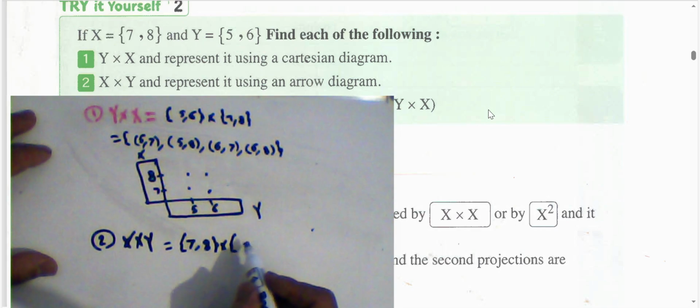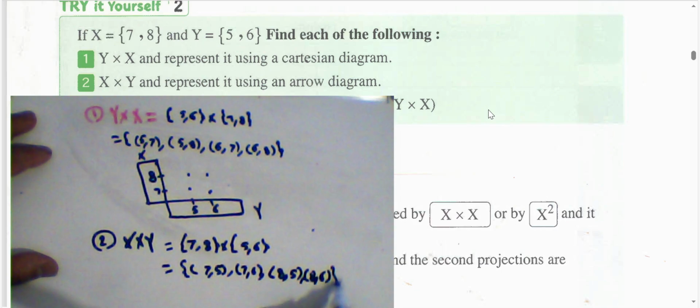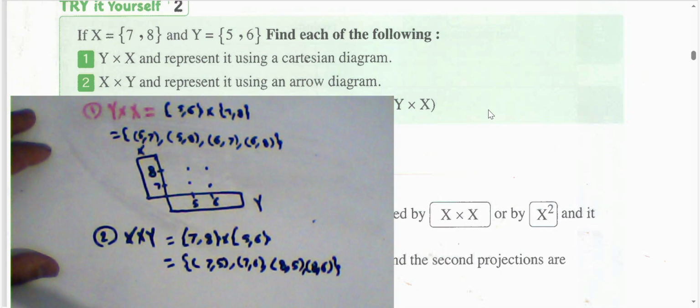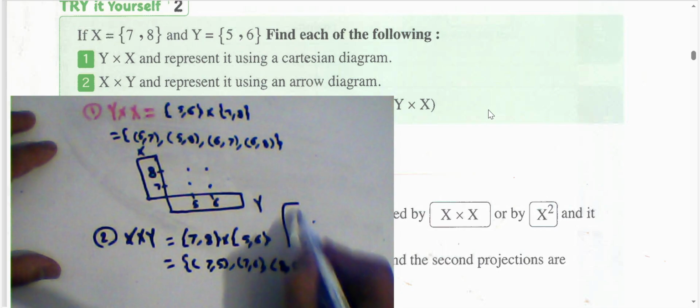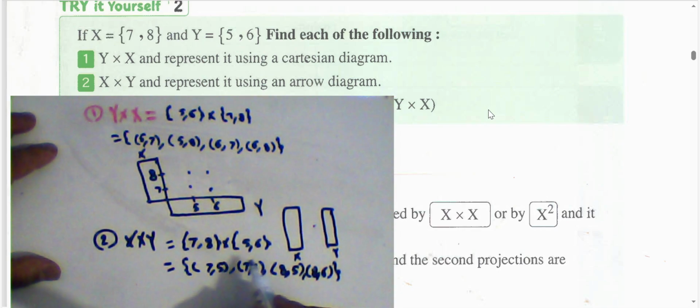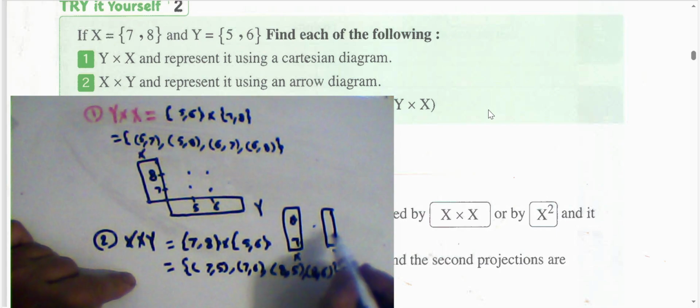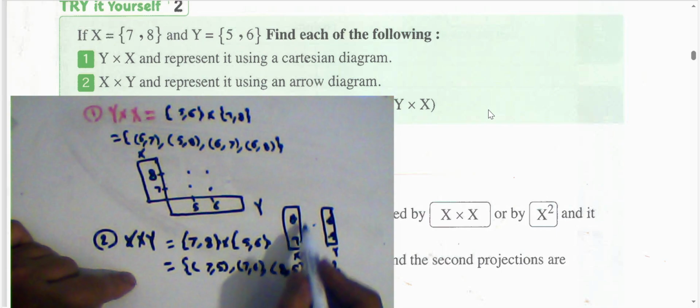Cartesian product with y being 5 and 6. We can write the ordered pairs: 7 with 7, 7 with 5, and 7 with 6. Next, 8 with 5, and 8 with 6. And then draw the arrow diagram for the first set x and the second set y. The elements of x are 7 and 8, and y are 5 and 6. We can draw the arrows like this.